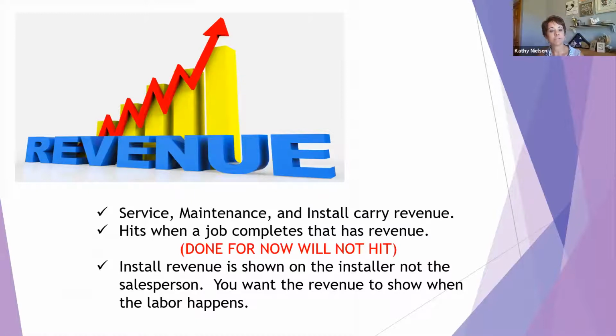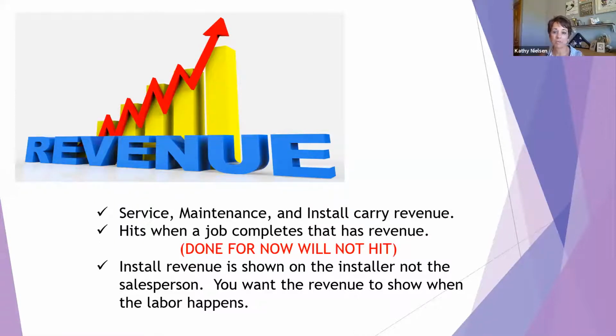So the revenue sections are the service, the maintenance, and the install sections. Those carry revenue. That revenue is what should match QuickBooks. It hits here when a job completes that carries revenue. If you use Done For Now, which I'm not a fan of, and any of you that have ever talked to me know it, it will never hit that revenue. It also will never hit on the invoice screen to be batched and posted and exported to QuickBooks.